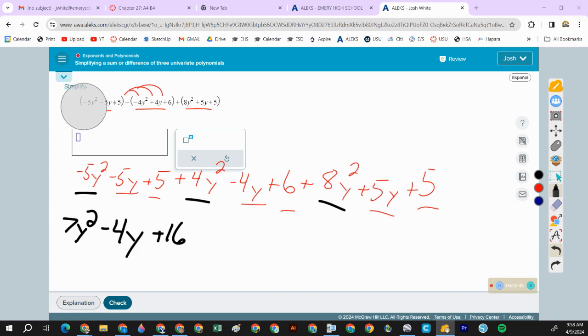If you don't want to write it all out that way, you can still do this, but that minus might cause you some problems. So it's negative 5 minus negative 4, so that's a plus, and then plus 8. So negative 5 plus 4 is negative 1 plus 8 would be 7y squared. And then you would just follow that same pattern for all of them.